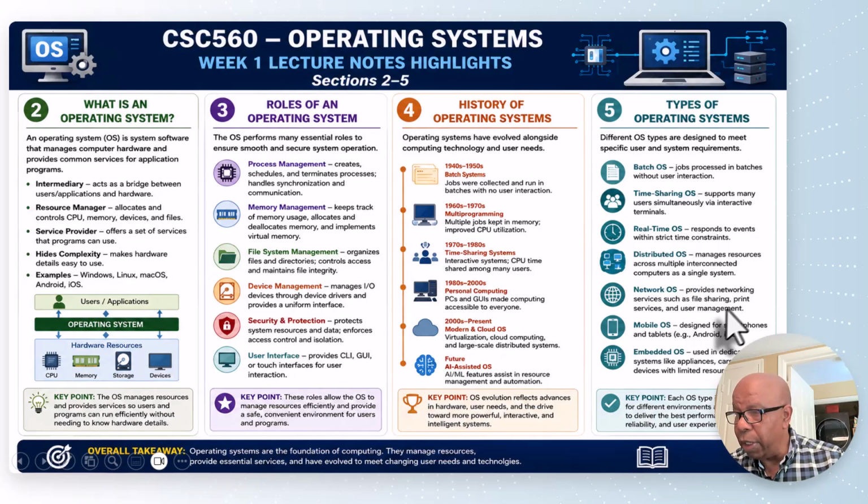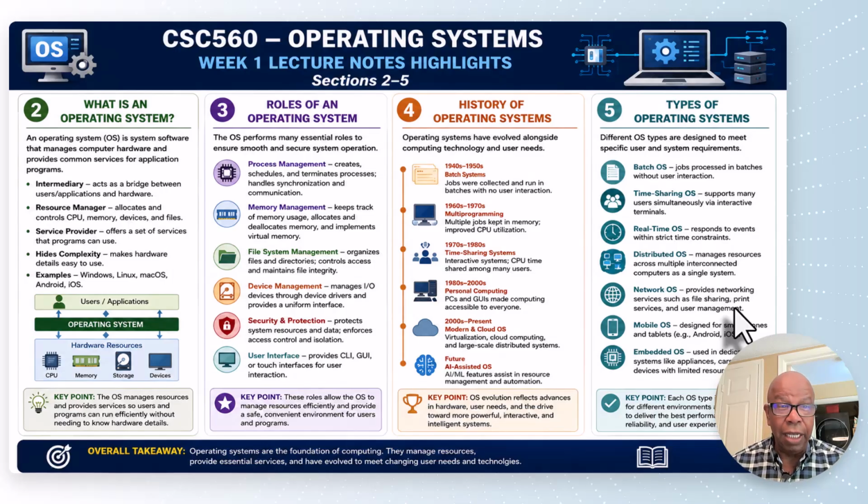Network OS provides networking services such as file sharing, printing services, and user management. Mobile is designed for smartphones and tablets, Android and iOS. Embedded OS is used in dedicated systems like appliances and cars. It's listed here, but think about your car. Cars are so advanced now that each car, in essence, has an operating system. So the number of things that utilize an operating system is increasing multifold by multifold.